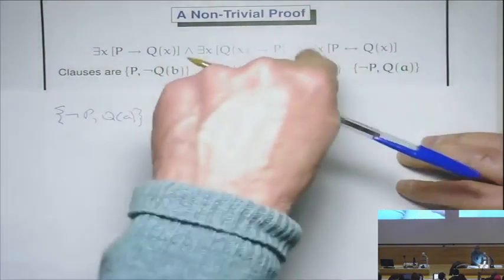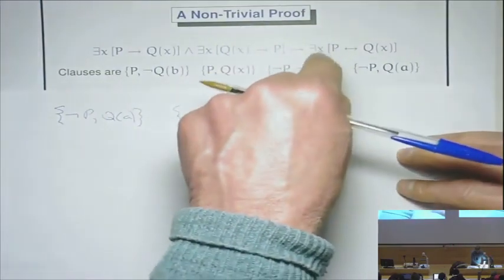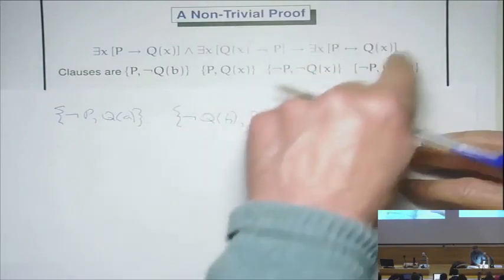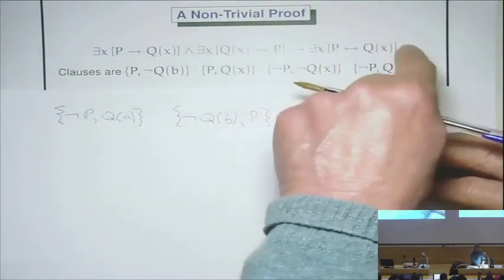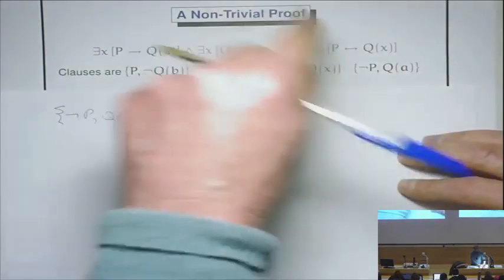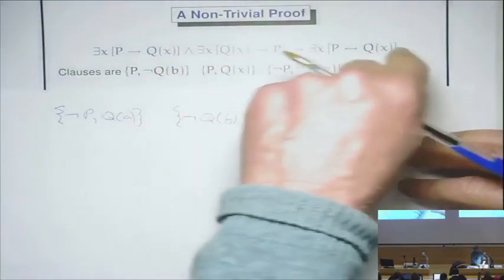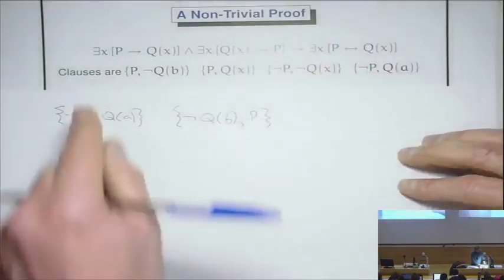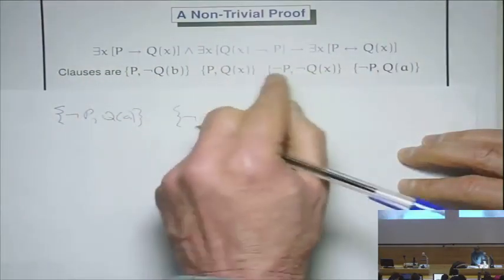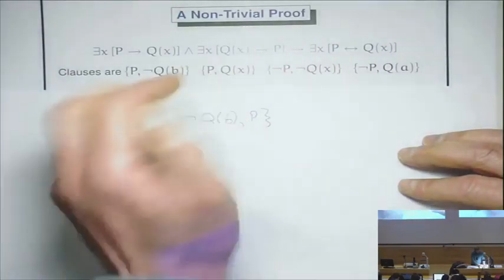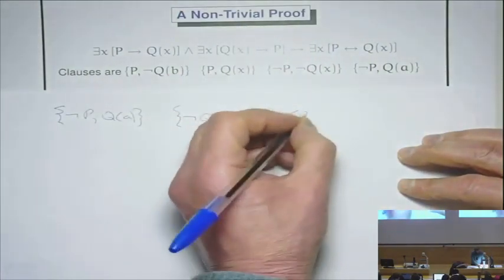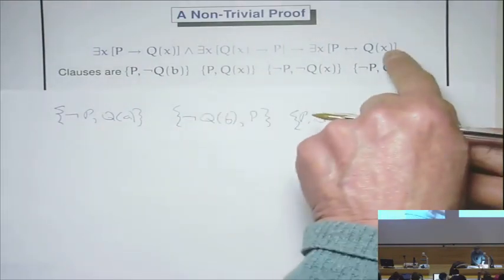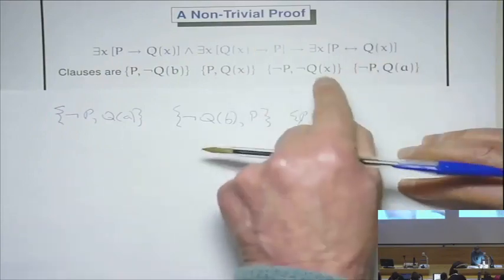Here, you have to negate this. It would be for all x, and to negate an if and only if, it's enough to negate either side. So I could turn this into, for example, not P implies Q of x, and Q of x implies not P. And that's how you do it. Not P implies Q of x is actually that one there, and Q of x implies not P is that one there.